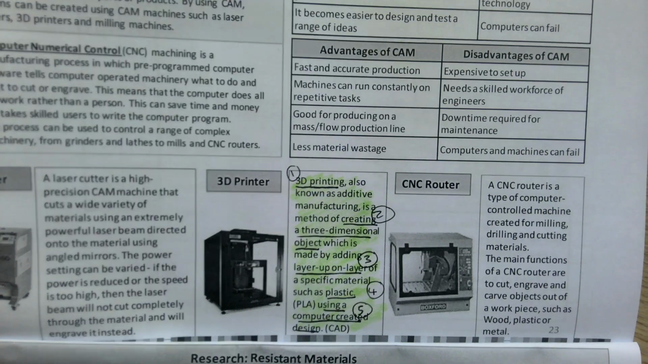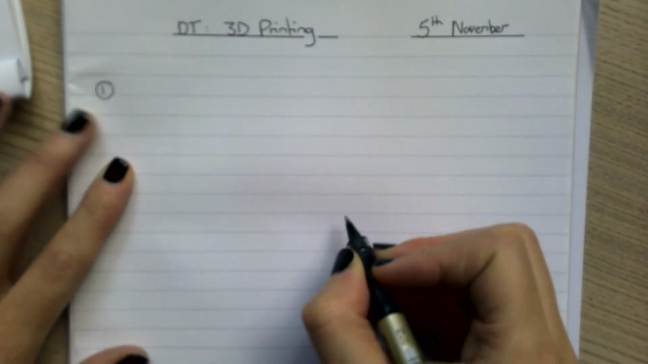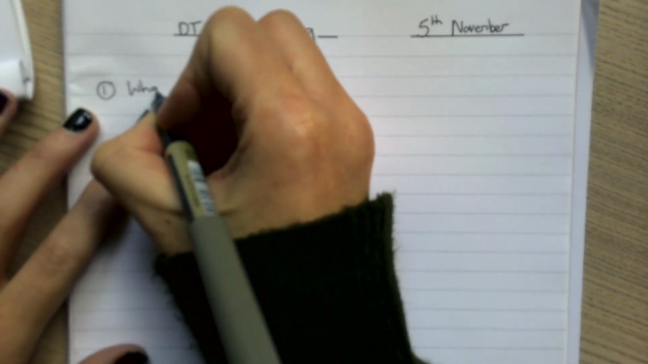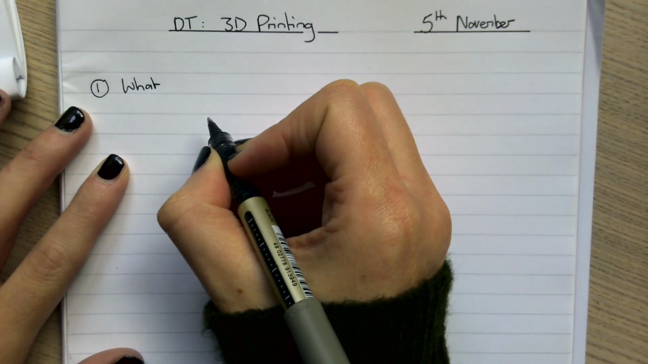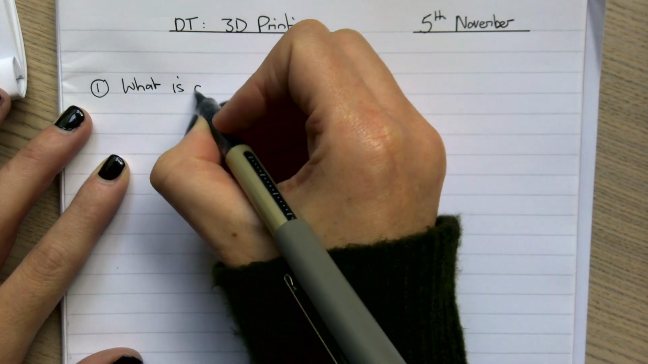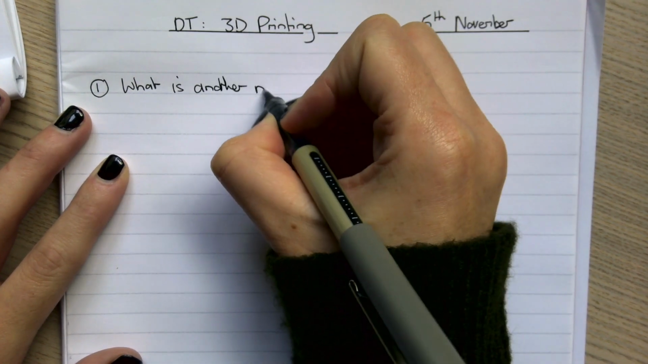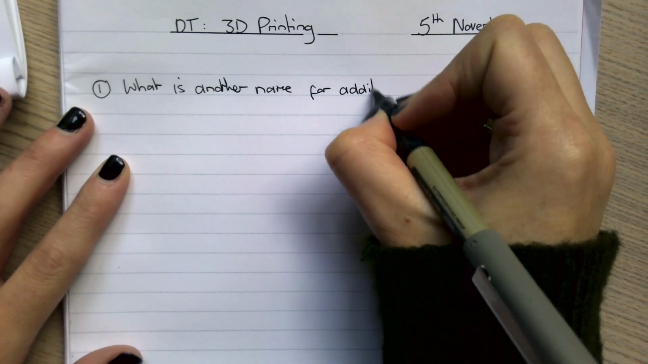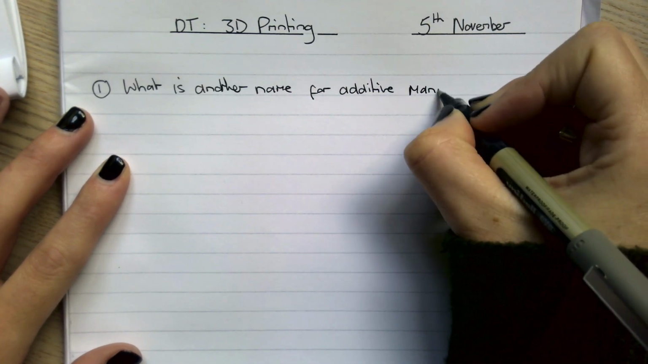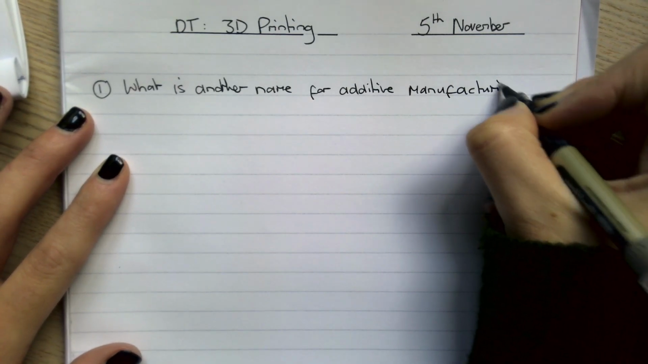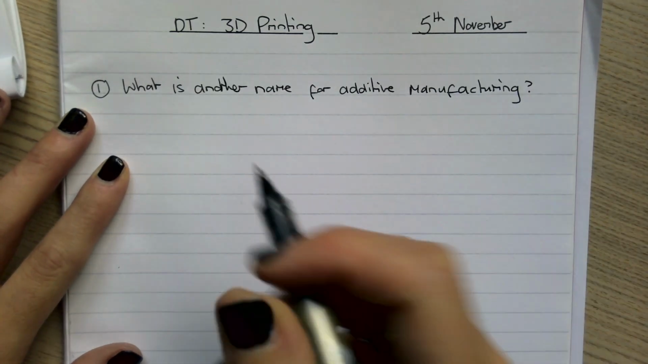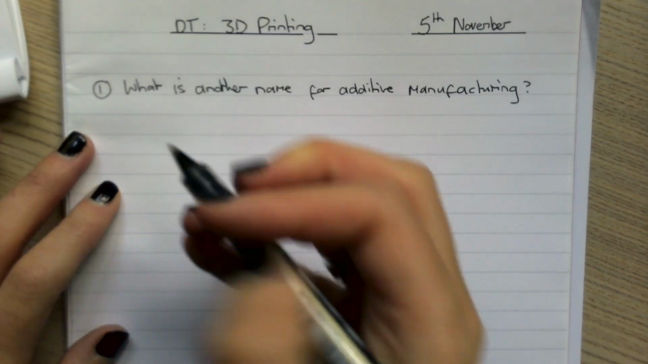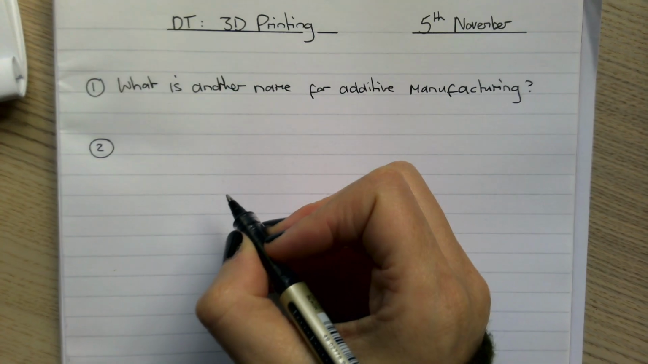I'm going to write it down for you now to show you what it could look like in your book. I'm just going to wait for it to focus. There we go. What is another name for additive manufacturing? I could have asked what's another name for 3D printing. Okay, and I'm going to leave a little bit of a gap there for me to put my answer in a minute. Then I move on to question 2.